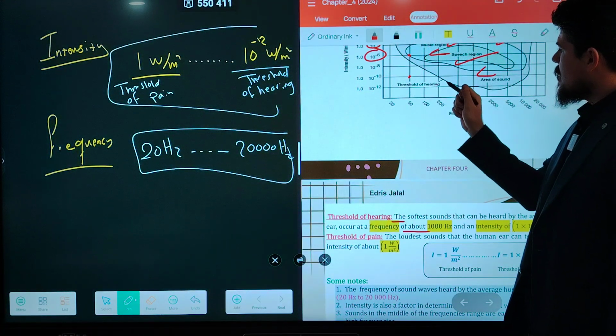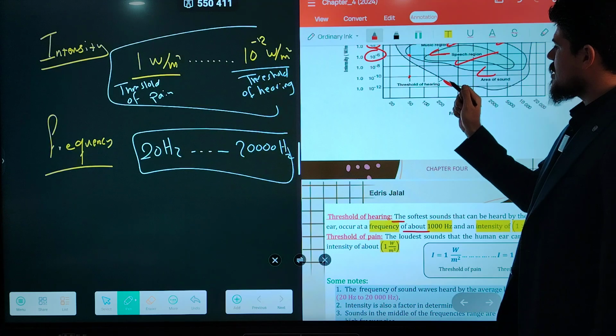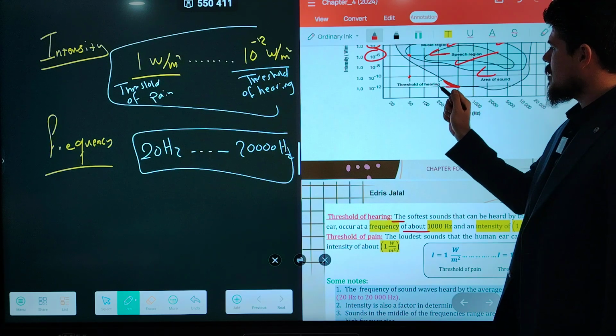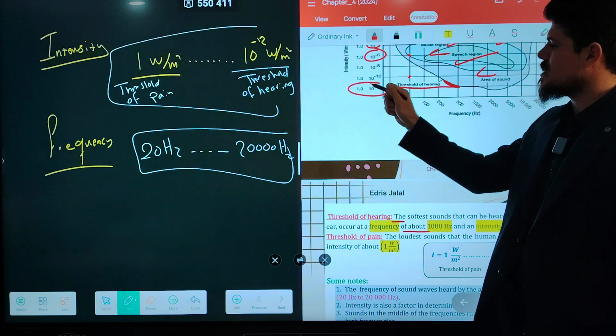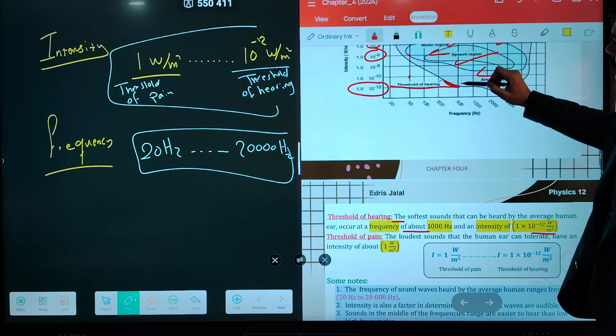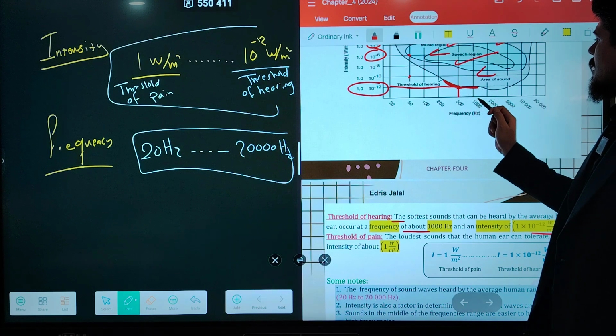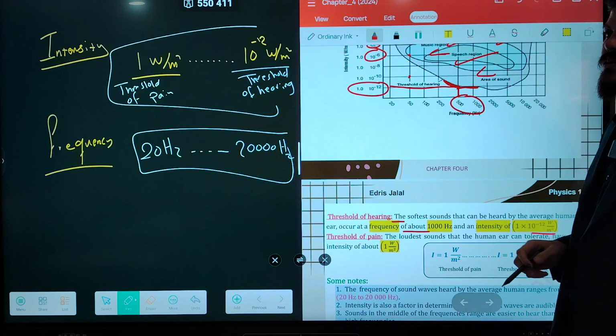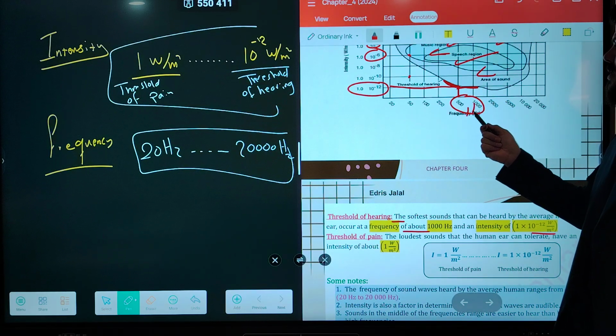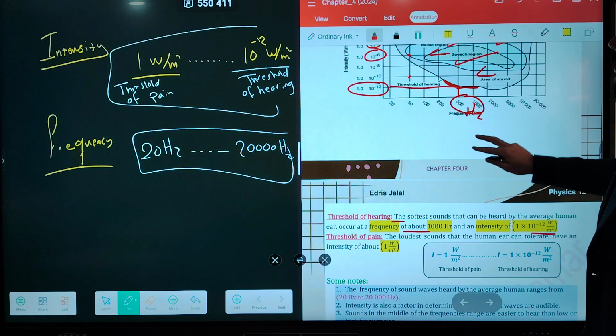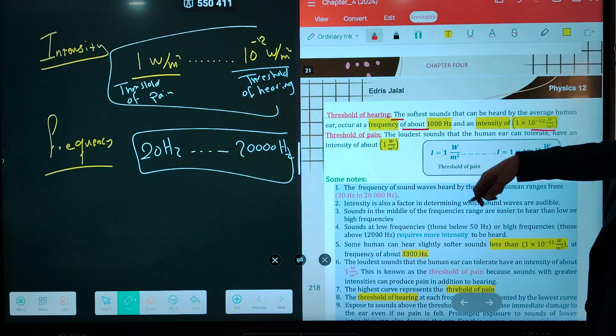According to this figure, this region is the threshold of hearing. Why? Because the intensity is 10 power negative 12. When the intensity is equal to 10 power negative 12, this frequency is about 500 to 1000 hertz. Okay? So the threshold of hearing is located at 1000 hertz.